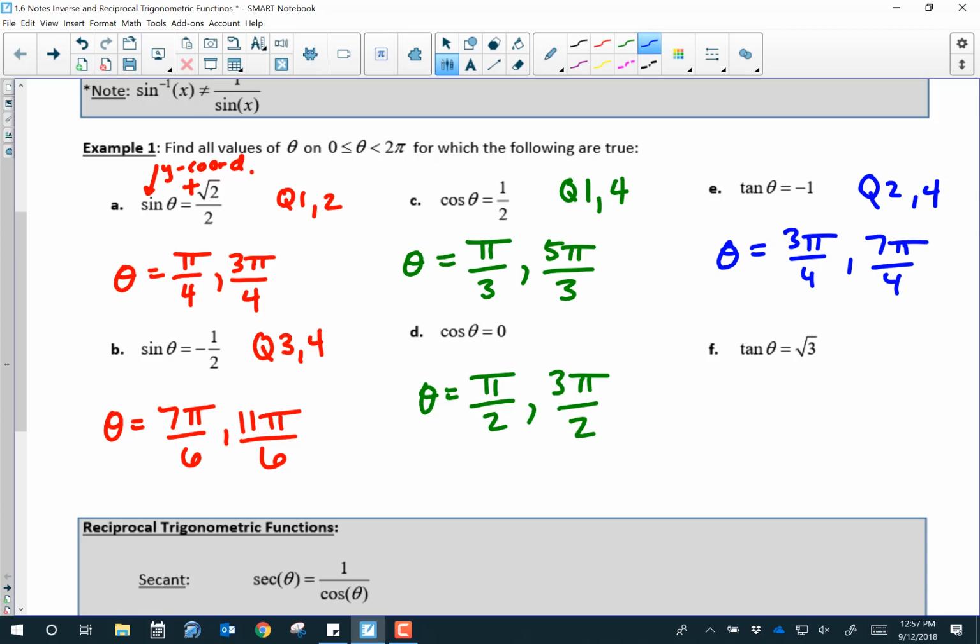So when tangent theta equals √3, that's going to be my steeper angle. And when does that occur? Pi over 3. Good. When else will tangent equal √3? What other quadrant will tangent be positive? Quadrant 3. What is the quadrant 3 angle? 4 pi over 3. All right. Any questions on that?